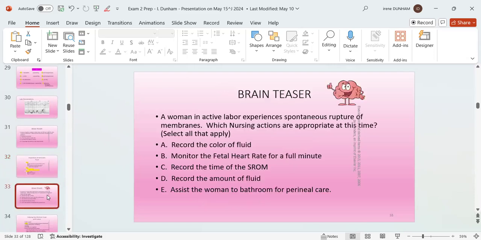All right. So here we go. How about here? A woman in active labor experiences spontaneous rupture of membranes. So which nursing actions are appropriate at this time? All right.